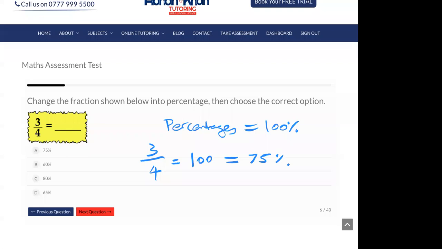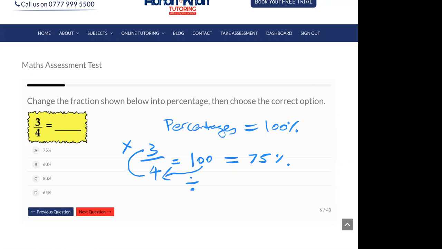What you can do is you can do 100 divided by the bottom number and multiply by the top number. So 100 divided by 4 is 25. So let's just write that down.